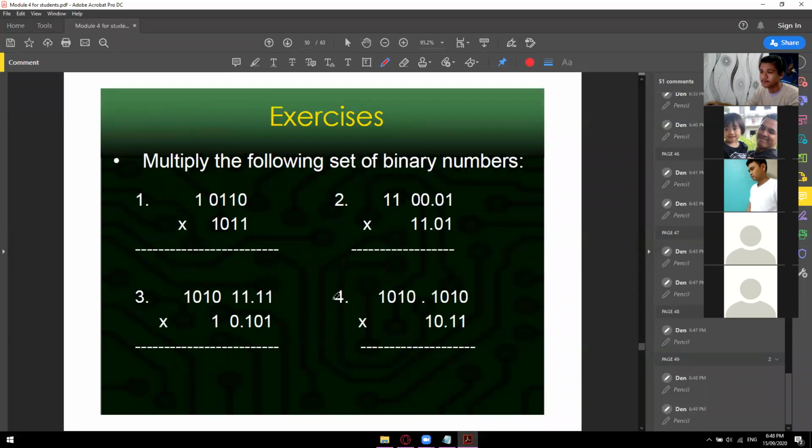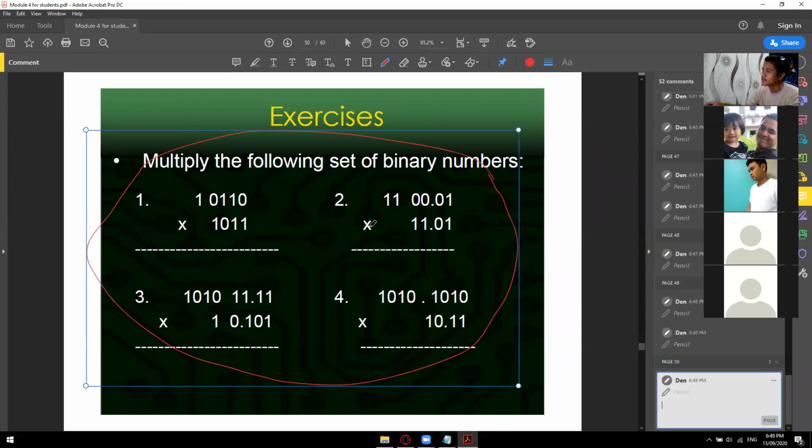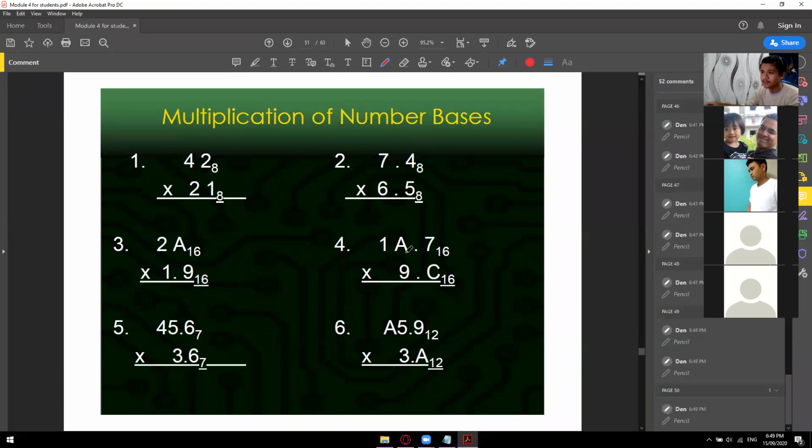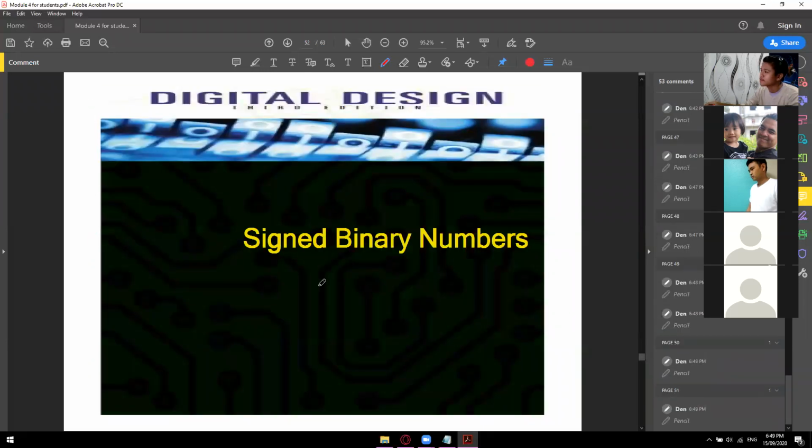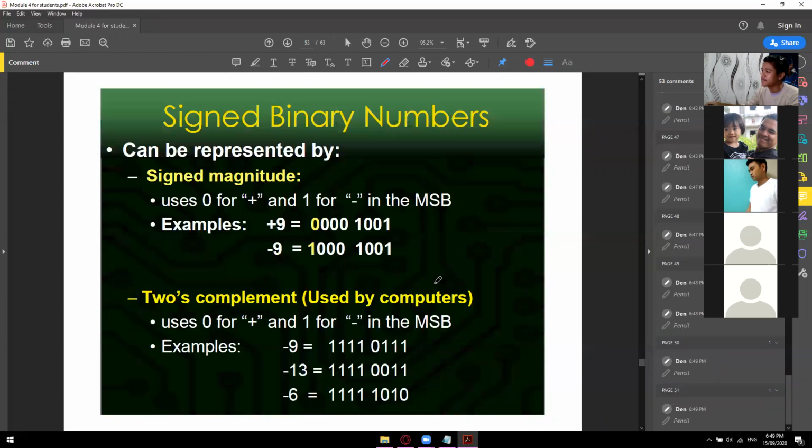Okay. So let's have more example. So this one, masyadong mahaba. Bale, sobrang dali lang na ito. Hindi na ako sasagot dito. Iwanan ko na rin to as part of your practice assignment. Same with this one, practice assignment. So, okay. So next one is sign binary numbers.